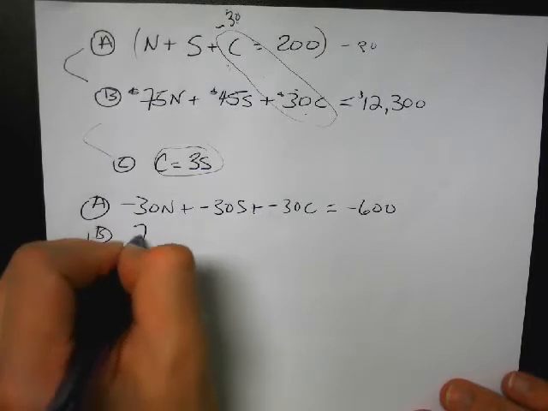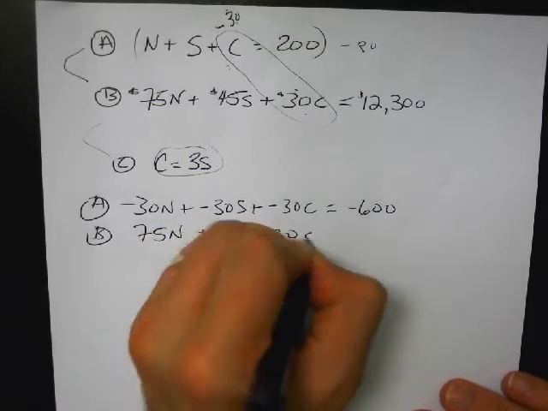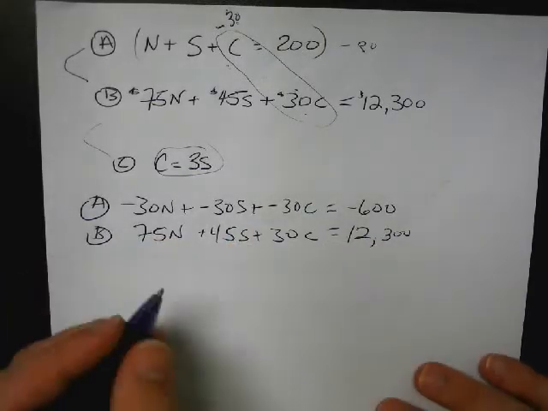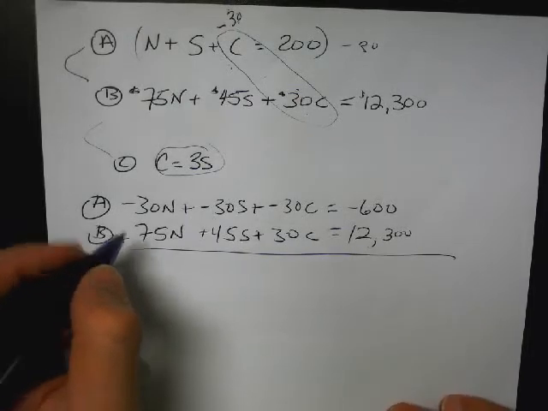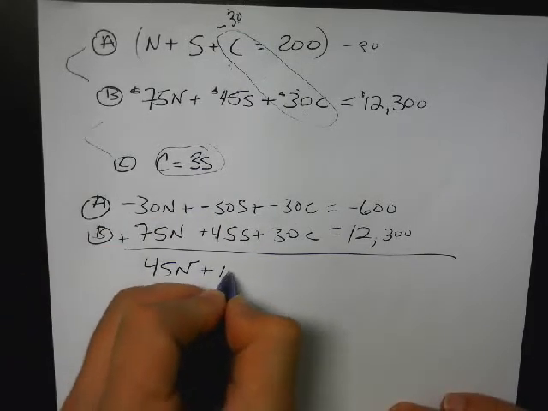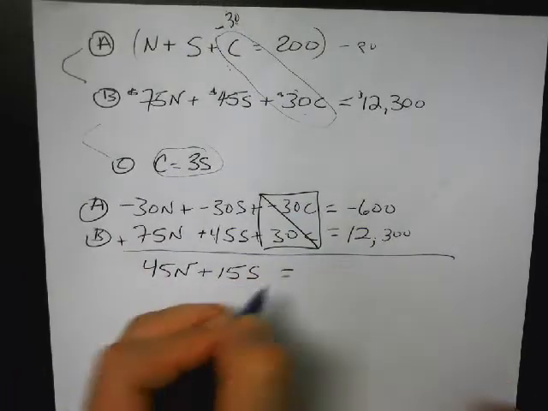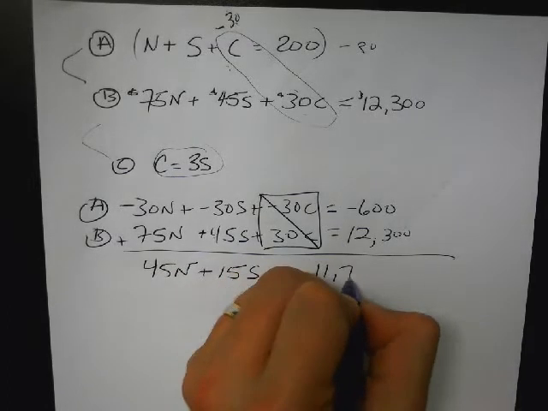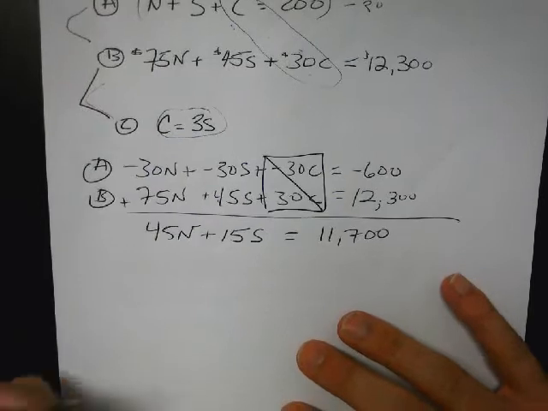My next equation can actually stay the same, 75n, 45s, 30c. Thankfully, this will cancel for us, is 12,300. So when we combine our equation, we've got the first variable is going to be 45n, and then this is going to be plus 15s. Again, this goes away to 0, and we're left with 11,700. Okay, now we've done A and B. Now we still need to do B and C. Let's tackle B and C.